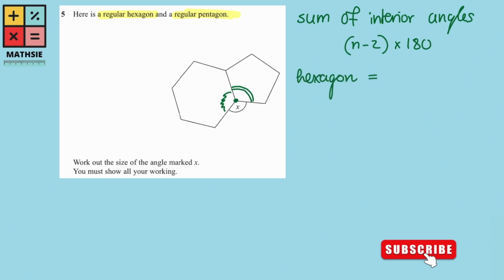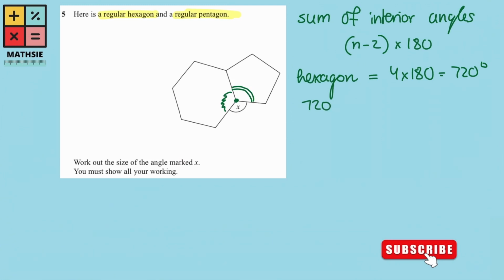So for the hexagon, n is equal to 6 because we have 6 sides, so 6 minus 2 is 4, times 180, that would give me 720 degrees. But remember, that's the sum of the interior angles, and I want only one of them. Because we know that this is a regular hexagon, all the angles are equal, so that would be 720 degrees divided by 6, because there are 6 angles. When I divide by 6, I get that an individual one is 120 degrees, and I can write it down on the diagram.